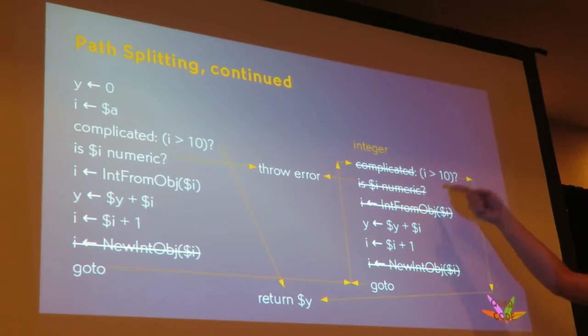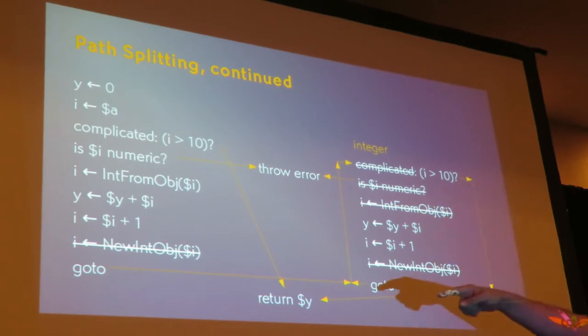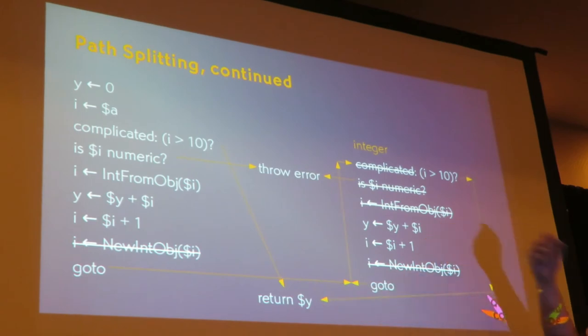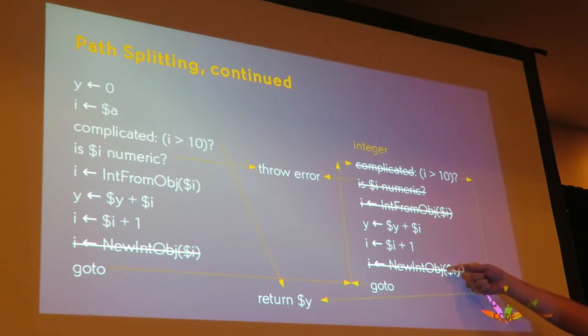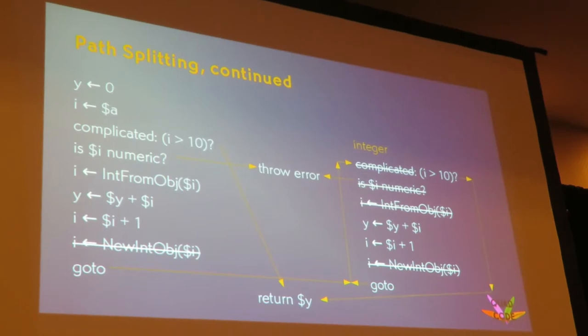I can remove this type check because I know that coming from I equals I plus 1, it's already an integer. I don't need to box it. All of that goes away, and the second and subsequent passes turn into a tightly coded machine code loop. And so this splitting of the paths is what enables us to handle everything as a string at the boundary between Tcl and quadcode. Most loops, when there's an opportunity for this sort of optimization, actually get split.